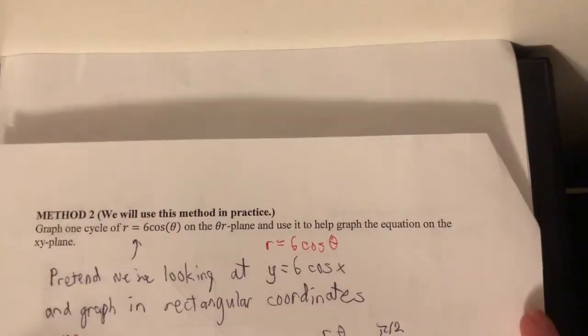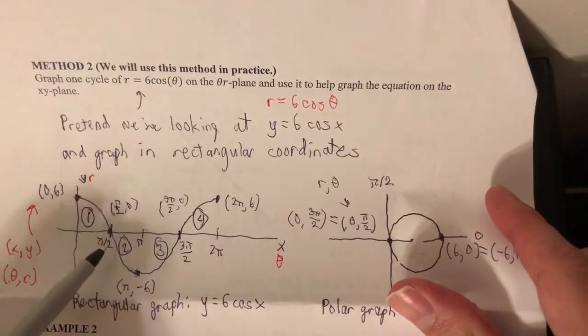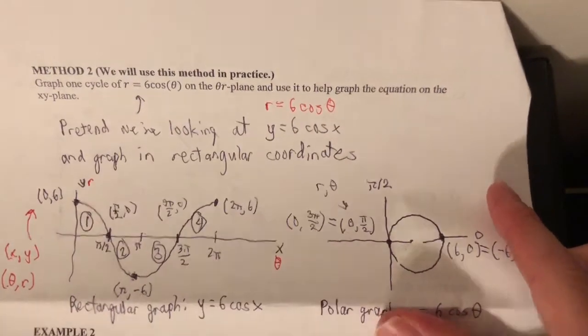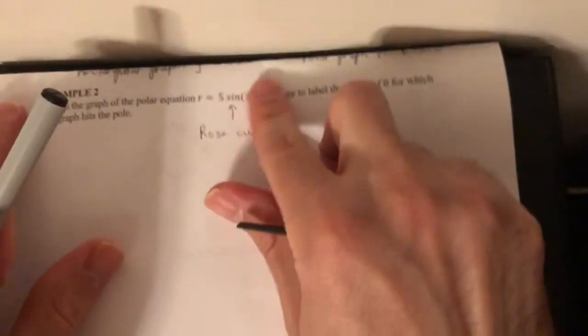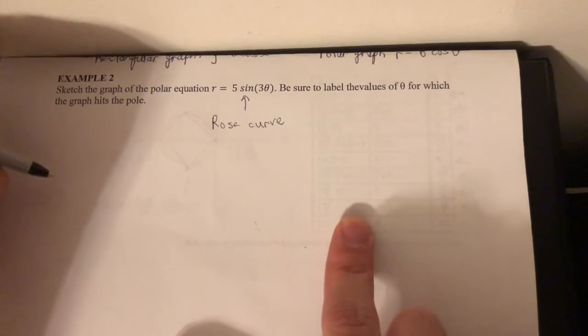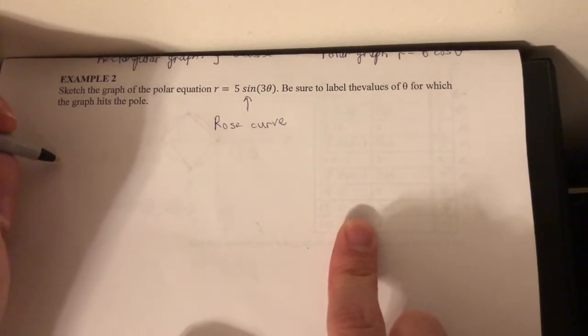So step 1 is the same as the step 1 from our circle equation from last time. Remember, what we wanted to do before was graph the sinusoid and then analyze the sinusoid to get the polar graph. That's what we're going to do with our rose curve as well. So let's graph the sinusoid.